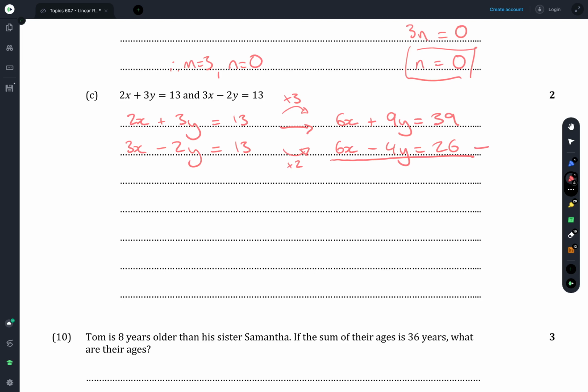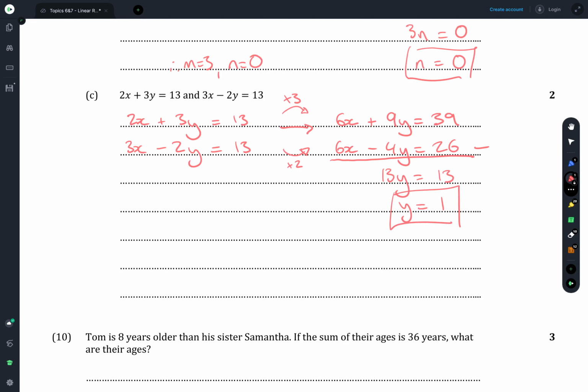The key to this is if the signs are the same, you subtract. If the signs are different, you add. So 6x minus 6x, it goes away. 9y minus negative 4y. You have to be careful with this. We're doing 9 minus negative 4, so that's going to equal 13y. And then 39 minus 26 equals 13, so we get y equals 1.